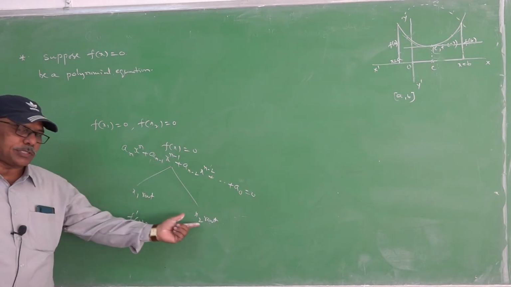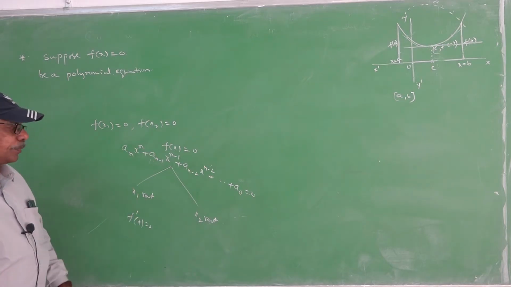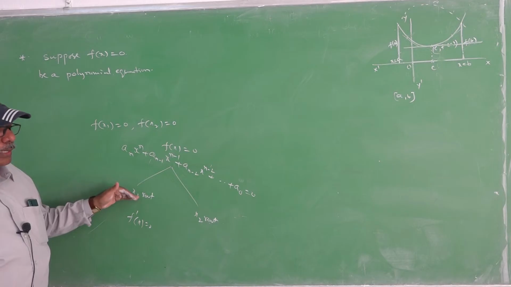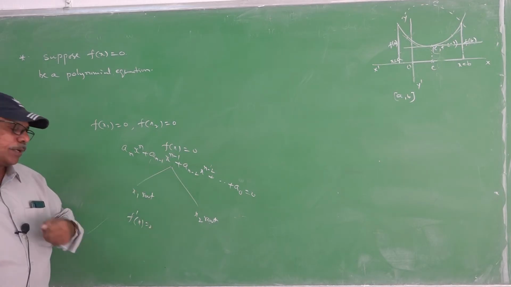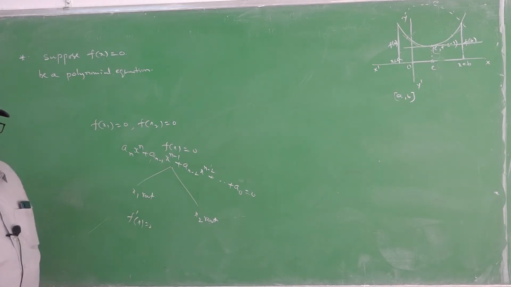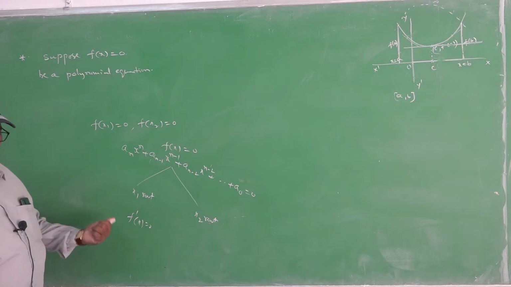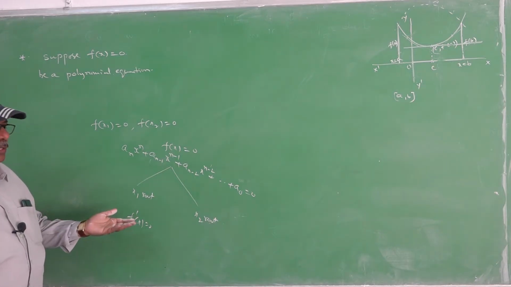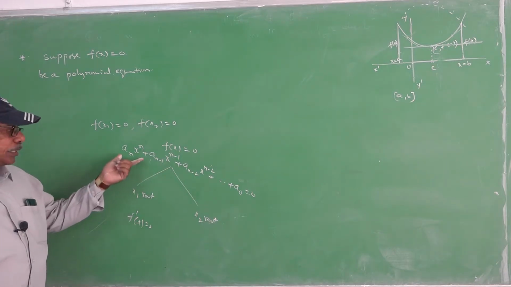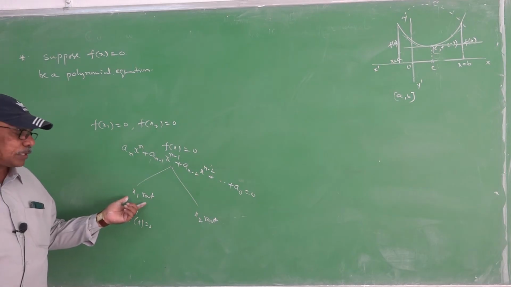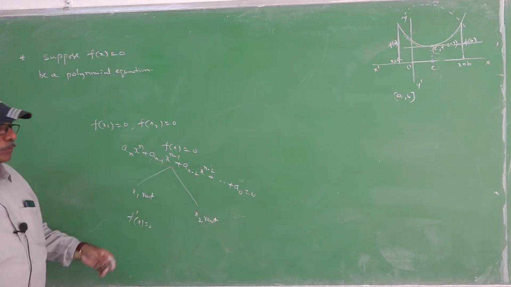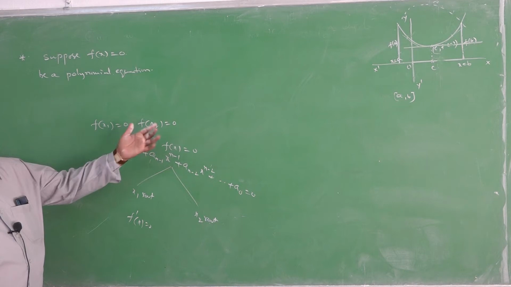That means it is continuous in between x1 and x2 also. And moreover, it is differentiable. The polynomial function is always differentiable everywhere. Over the set of real numbers, it is continuous as well as differentiable. Hence, it is also continuous as well as differentiable in between x1 and x2, such that f of x1 equal to f of x2.